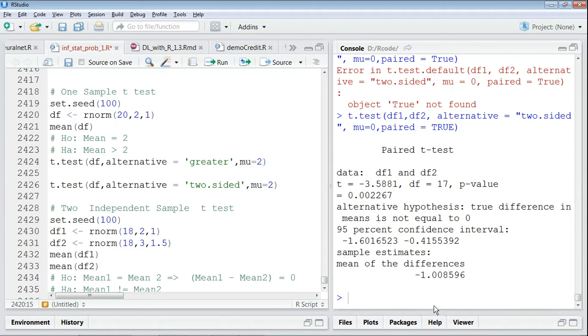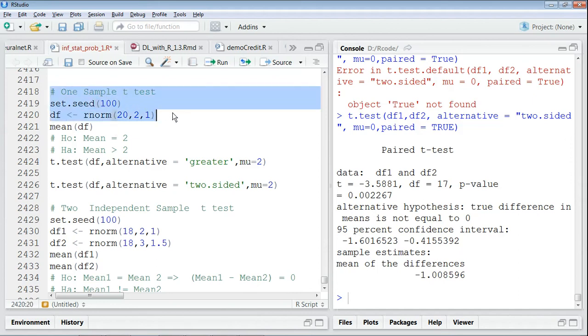Now let's take a look at how we can do a hypothesis test of a single sample mean using t-distribution. The first thing we do is generate sample data. We have a function called rnorm, which is available in R, using which we can generate 20 sample data points. So here we are generating a sample of 20 data points from a population whose mean is 2 and the standard deviation is 1. These 20 generated data points are stored in a vector called df.